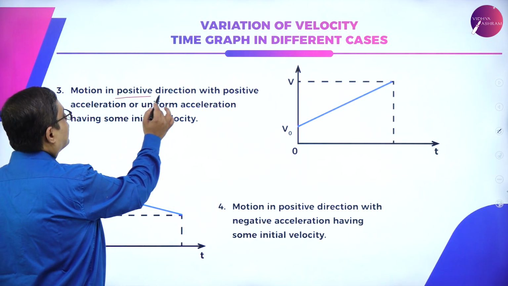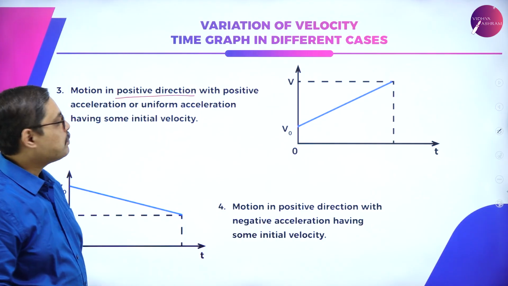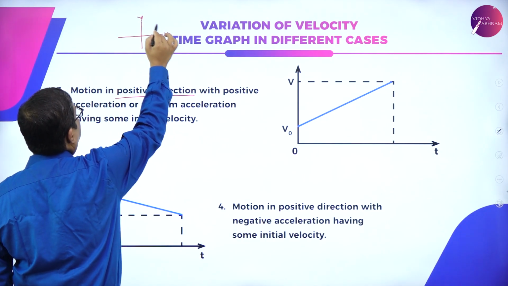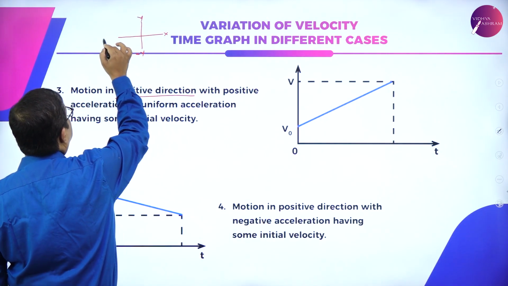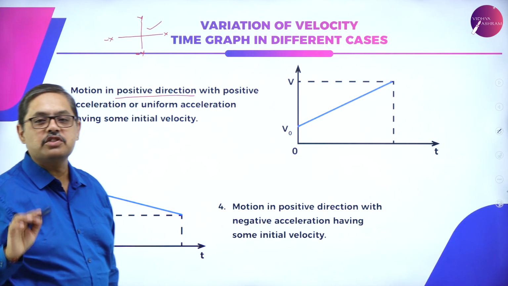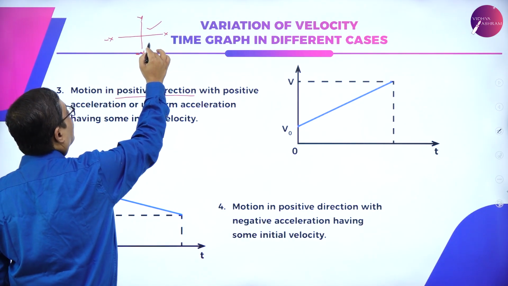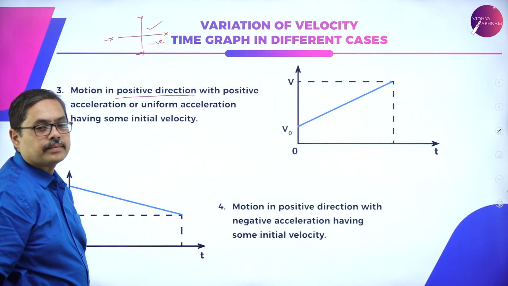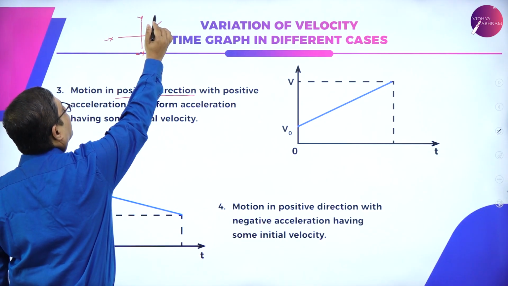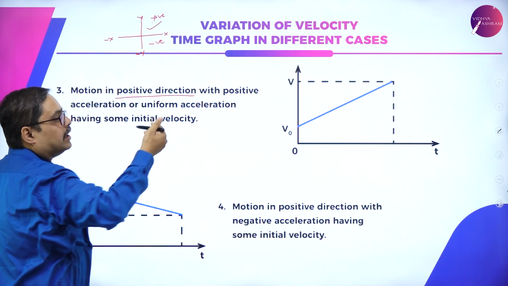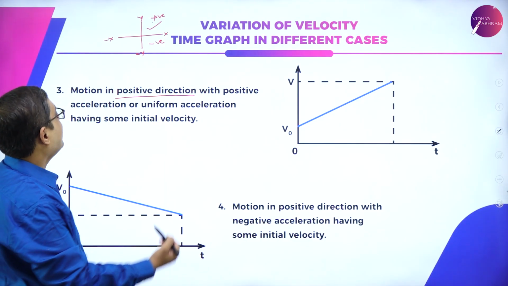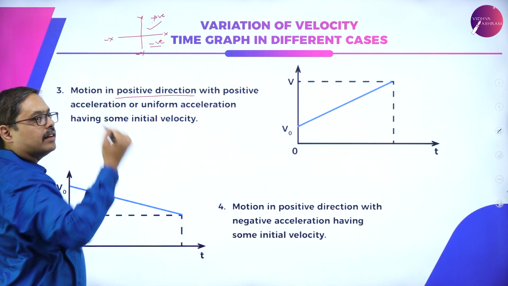Motion in positive direction. When do I say that the direction is positive? See, I have got four quadrants. This is the positive x-axis, positive y-axis. This is the minus y-axis, this is the minus x-axis. Whenever there is motion in the first quadrant, I call it positive direction. If it is in the fourth quadrant, I call it negative direction. So if the curve is in the first quadrant, it is positive direction. If it is in the fourth quadrant, it will be negative direction, which means that if it is in the negative y-axis, then I call it negative direction.